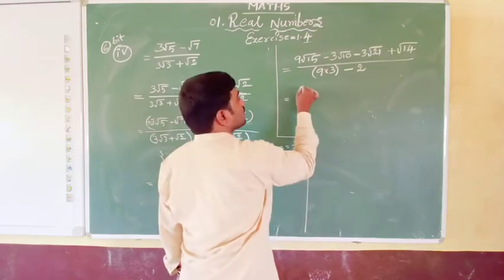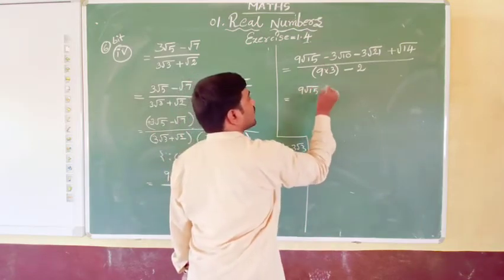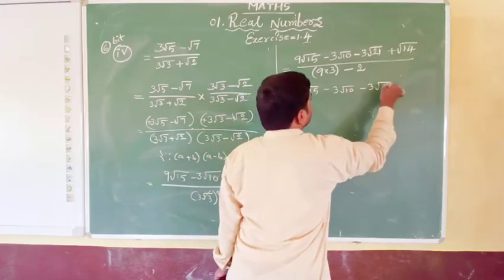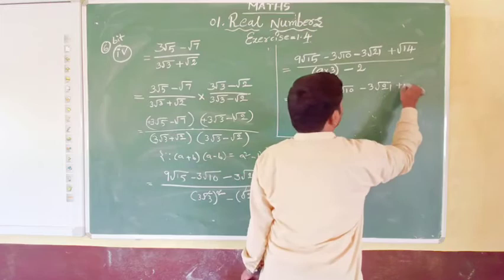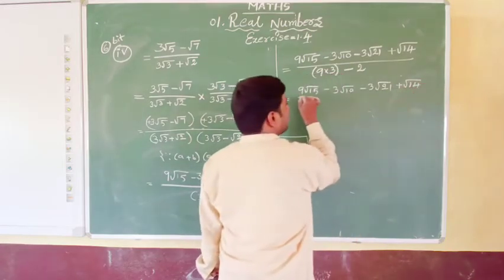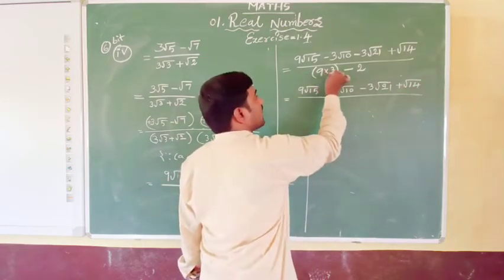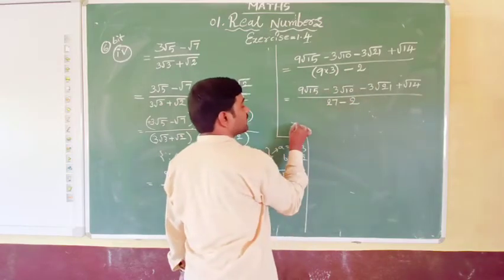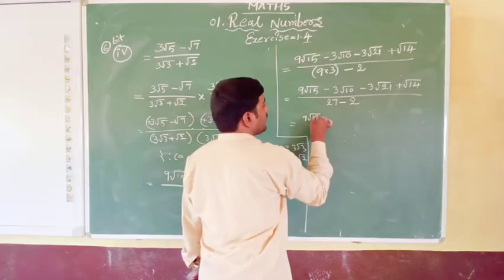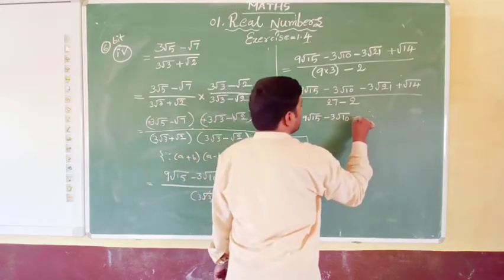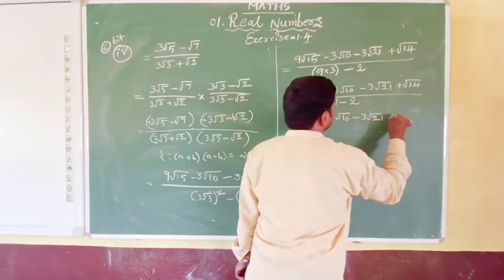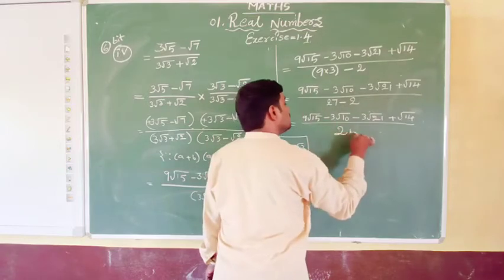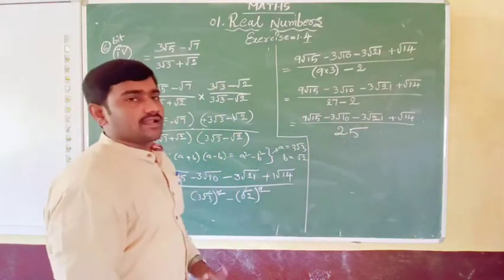So look here now. What can we do? 9√15, we cannot do anything with this. And 3√10, this also we cannot do anything. And 3√21, this also we write as it is. And plus √14 will also be the same. There are no like terms to add or subtract. Here 9 times 3 is 27, minus 2. That is, we get the answer as (9√15 − 3√10 − 3√21 + √14) / (27 − 2), which is 25. So this is the final answer.